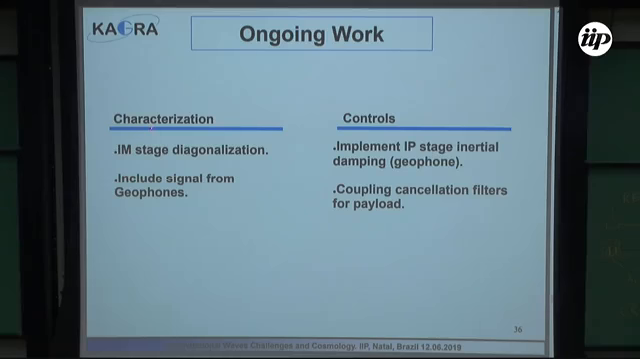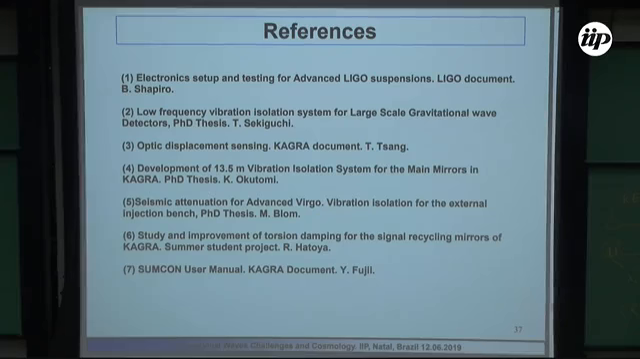What people are also doing is diagonalizing this part of the intermediate mass and including the signal from the geophones. Like Ettore said, we need to have inertial damping. So in the controls we need to include this inertial damping using the signal from the geophone, and also include the coupling cancellation filters or hierarchical control filters. This is what is going on now, and these are the references for this content. If you are interested, you can ask me, or you can take a look at these theses or documents.